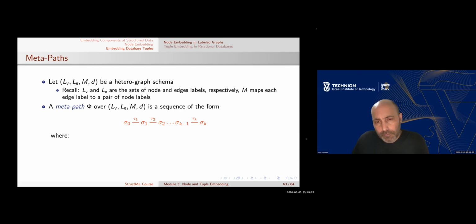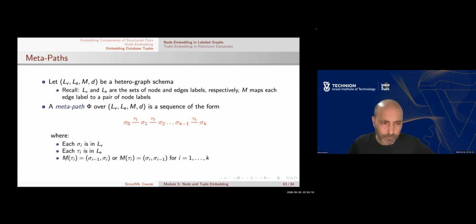This is a concept that is often used in machine learning over structured data when we have databases, and that's the concept of a meta path. Think of it as a schema of a path over the heterograph. It includes a sequence of labels of nodes, connected through corresponding edge labels. I mark it here as undirected because edges can go in both directions. Formally, each sigma_i is a label in LV, each tau_i is an edge label in LE, and M of the edge label tau_i is (sigma_{i-1}, sigma_i), or the other direction, (sigma_i, sigma_{i-1}). So this is the idea, very intuitive.